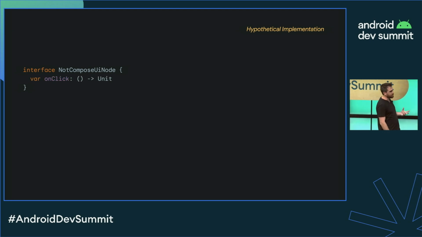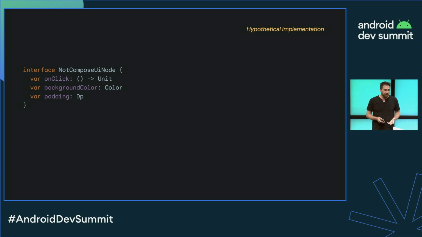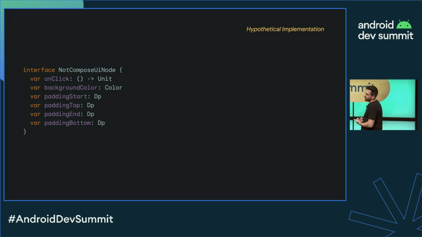So for example, we want users to be able to click or press on a node and then to be able to execute code as a response. So we'll add an on-click property. We also might want our node to have a background color. We want to be able to specify padding around the node to separate it from the others. And so we might play around with this for a little while. And then we might realize that, okay, well, padding might not be the same in all directions. So we update it to have one property for each direction.